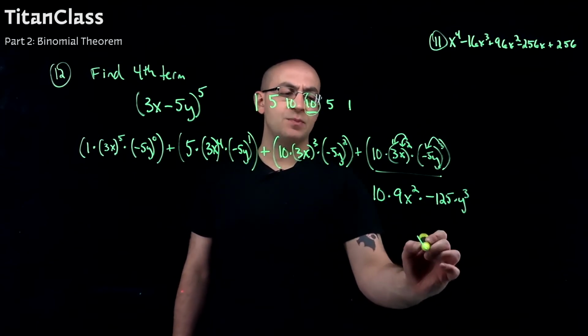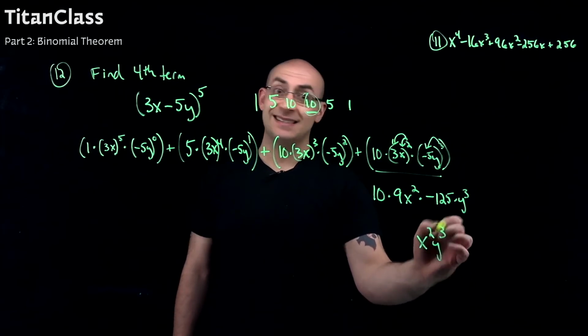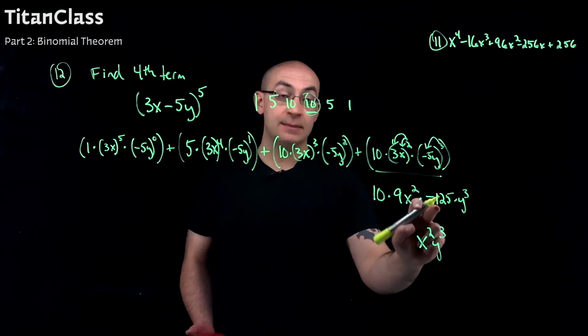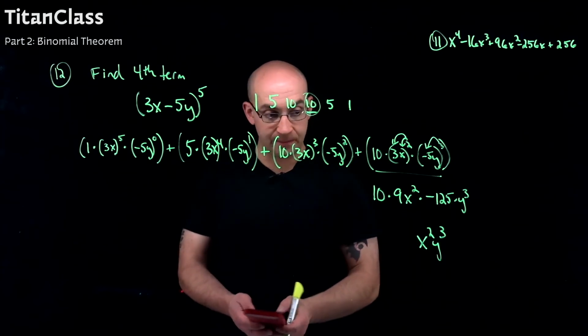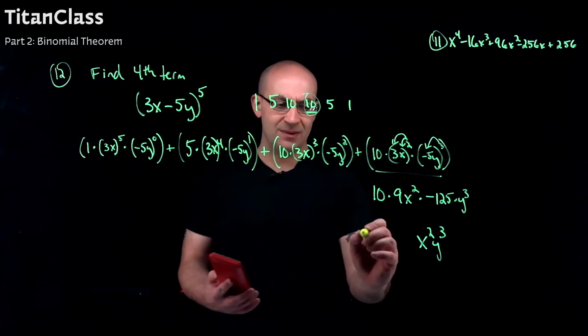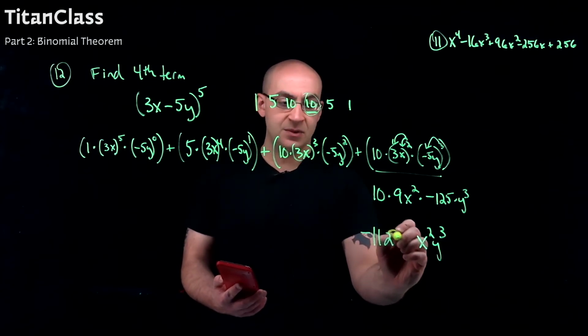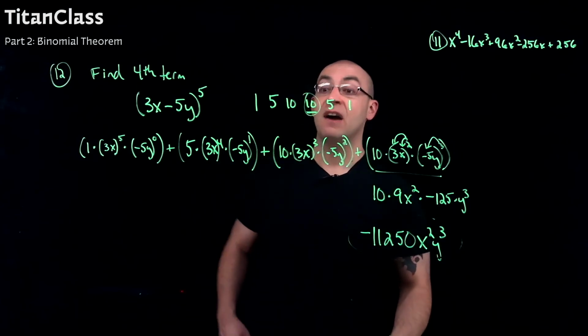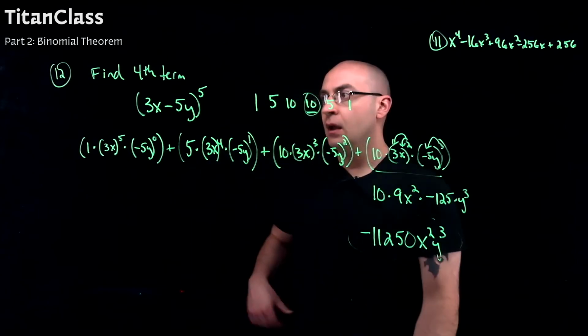So let's go ahead and just put our x squared y to the 3rd down, because that's not going to change. We're multiplying 10 times 9 times negative 125, because that's a mess. 10 times 9 times negative 125 is a huge number. This is terrible. Negative 11,250 x squared y to the 3rd. That's my final answer.